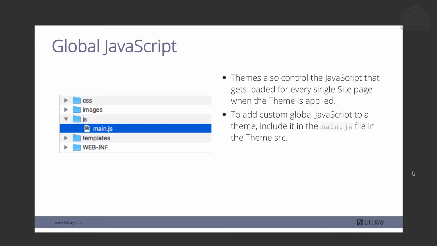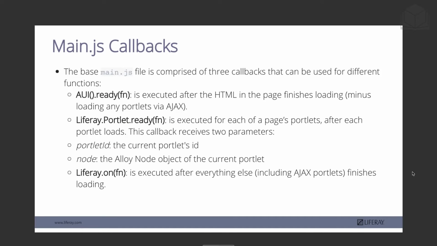All right. So in our theme, what we can do is we can add JavaScript through our main JavaScript source file, and that's gonna be called the main.js, okay? It's pretty straightforward. The main.js includes a few callbacks that we can work with here, okay? All right, in the base main.js file, we have 3 callbacks that we can work with for using different functions. So we have the AUI ready, we have Liferay portlet ready, and we have Liferay.on, okay?